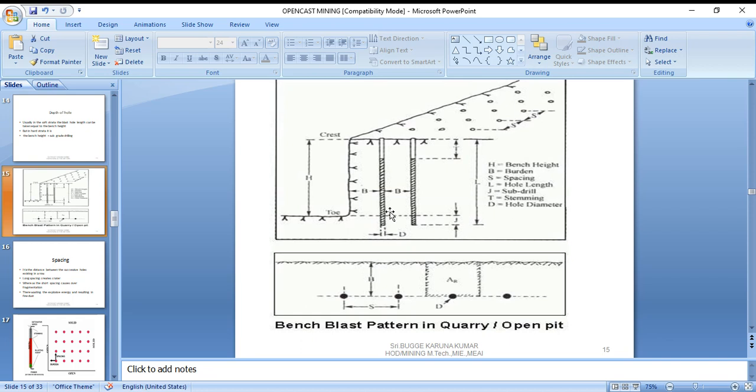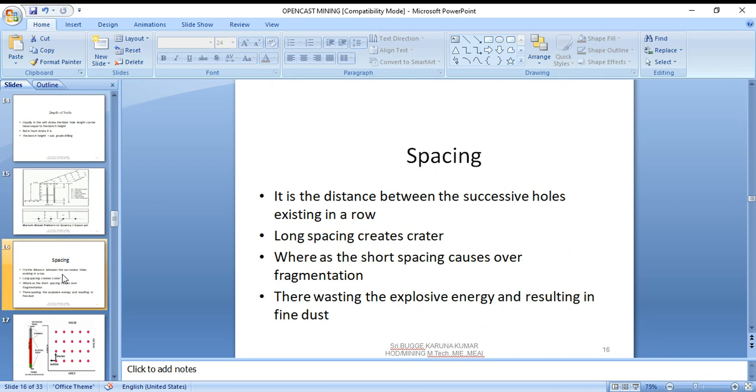How much subgrade you maintain is one of the big challenges. That is most often 10% of the overall depth. For example, with 10 meters, another 1 meter will be taken as subgrade. So overall 11 meters is the length of the hole. Similar other parameters are also there. I will explain these in the coming slides. Another is spacing.